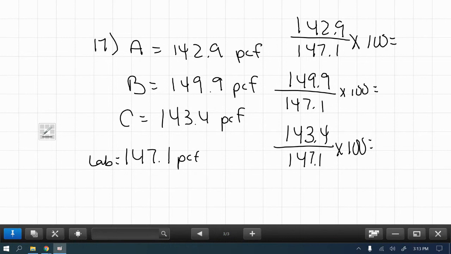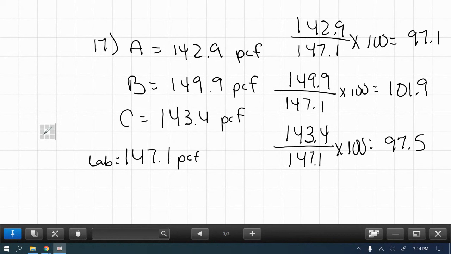So what'd you get for A? Put the numbers in. 97.14. So put it to 1, 97.1. Don't have to put a percent, so just put the number in, 97.1. Second one, 101.9. Okay. And third one. 97 what? 0.5. Okay.